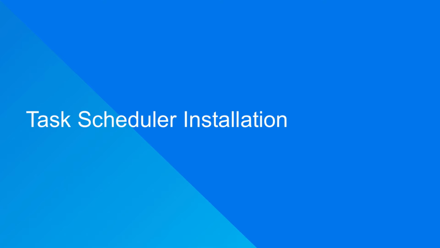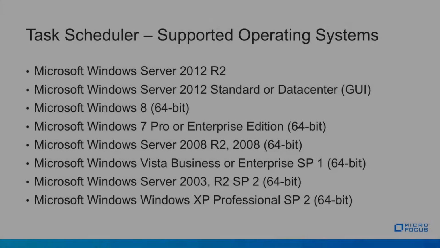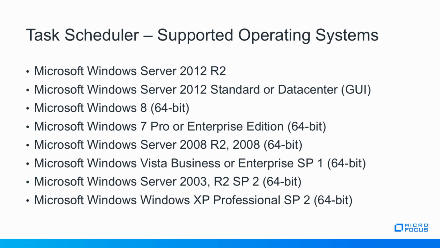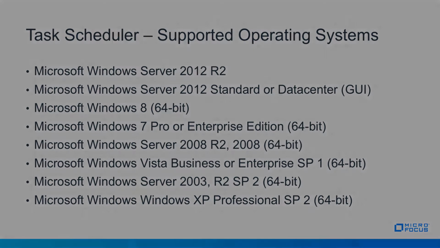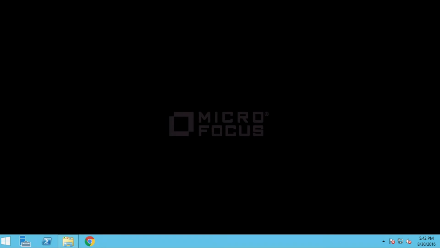Task Scheduler can be installed on any machine running Windows XP or newer, or Windows Server 2003 or newer. The service does not have to run on a dedicated machine or server. However, it must have network connectivity with both the App Manager repository and the Control Center repositories. Let's take a look at how to install the Task Scheduler.